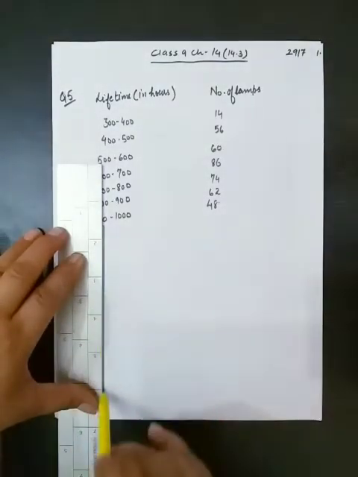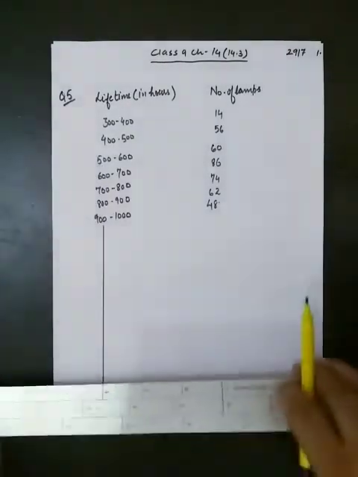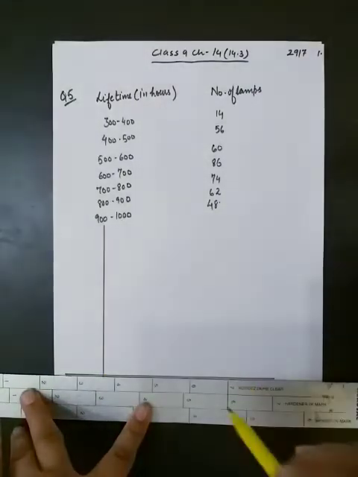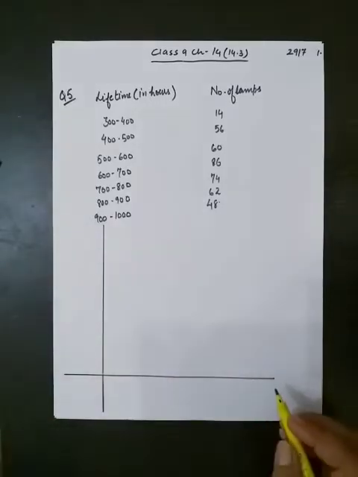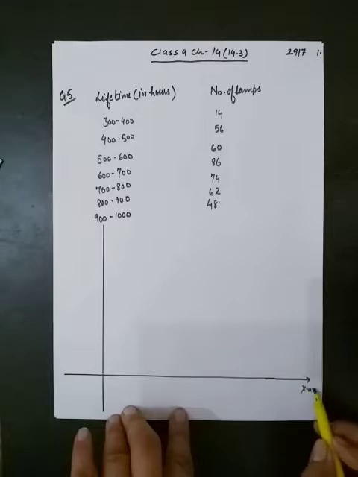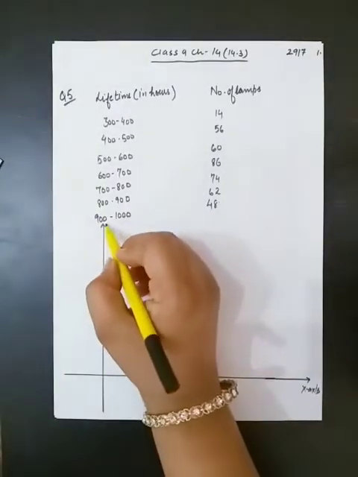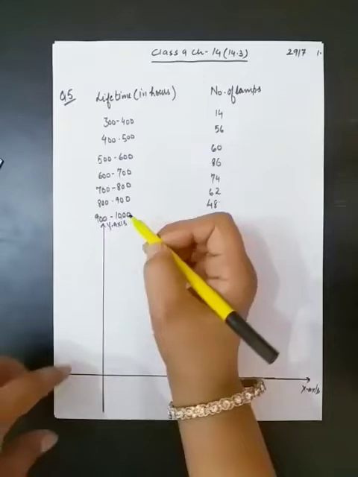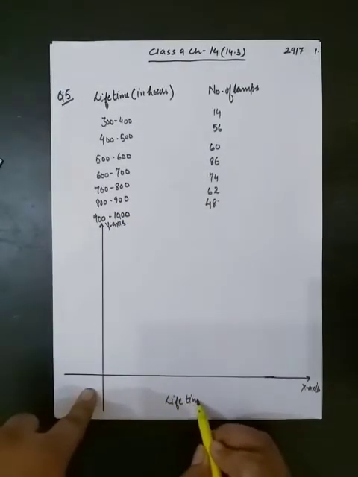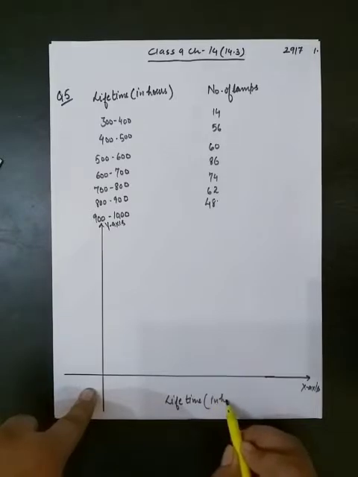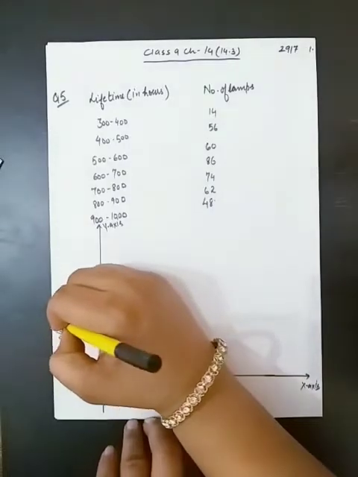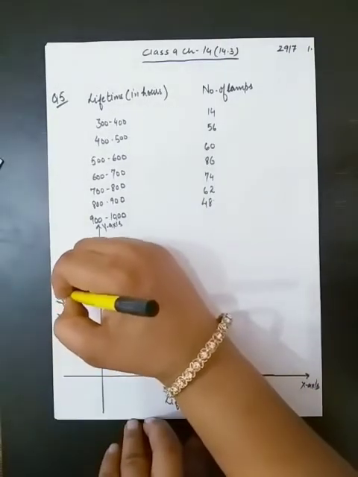questions. Here draw two perpendicular lines, vertical and horizontal, and we all know that the horizontal line is called the x-axis and the vertical line is called the y-axis. On the x-axis we are going to take lifetime, and lifetime is in hours. And on the y-axis we have to take number of lamps.